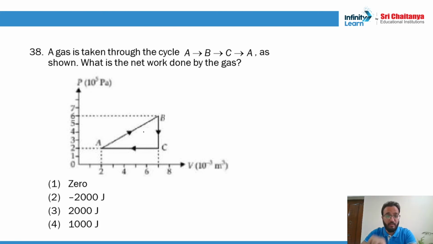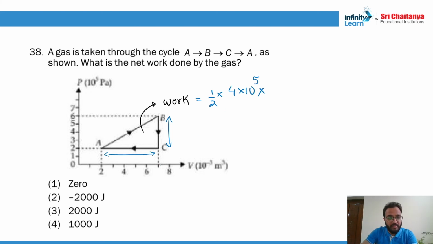Now here the area of this graph represents the work done by the gas. What is area? Half into base into height. So what is height? 6 minus 2, that is 4 into 10 to the power 5 pascals. What is base? This is 7 minus 2, 5 into 10 to the power minus 3. So half into 4 5s are 20 into 10 to the power 2. That is how much it is? 10 to the power 3 joules. So it will be 1000 joules.